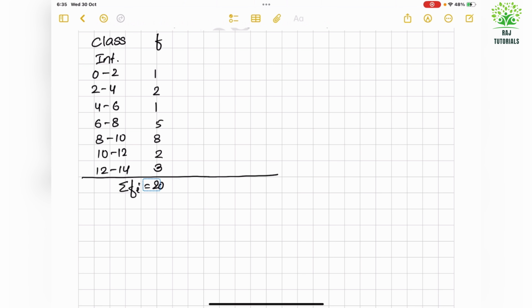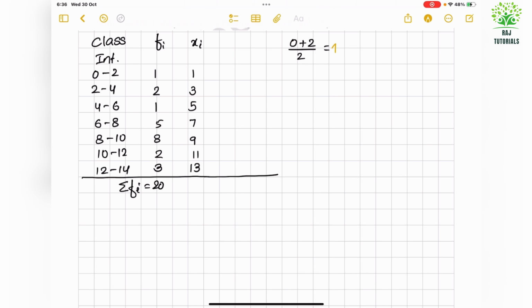Now the problem is I don't know xi. So to find xi, I will be adding both the limits, lower limit and upper limit, and divide by 2. So 0 plus 2 divide by 2. Answer will be 1. Same way, here I will have 2 plus 4, 6. So divide by 2, 3. 5, 7, 9, 11 and 13.